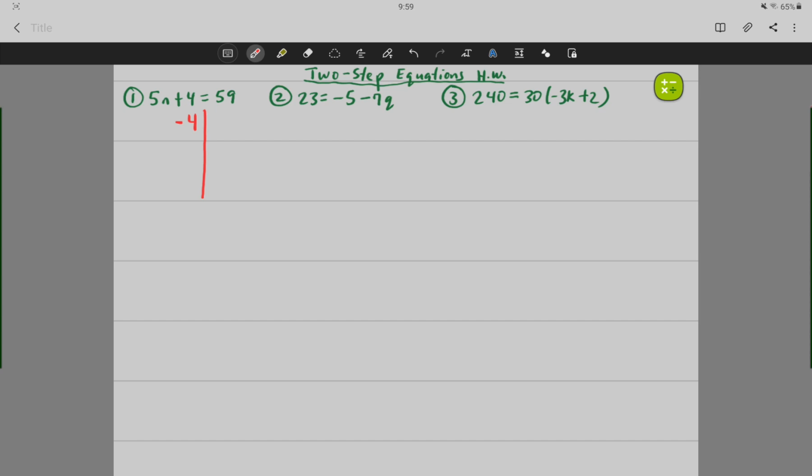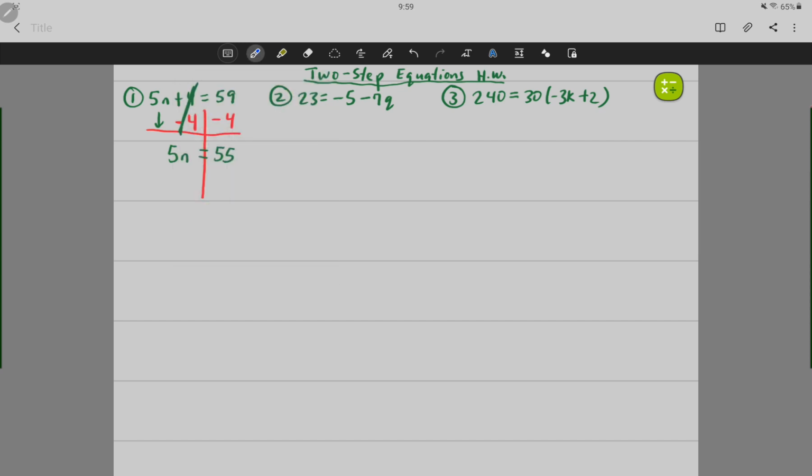So whatever we do on one side, we must do to the other side of the equation to keep it balanced. Nothing happened with the 5n yet, so that's okay. Let's just bring it down. So now it says 5n. Positive 4 minus 4 is a zero pair, meaning it's going to give us 0. So don't put 0, just cross that out. Bring down our equal sign. And 59 minus 4 is going to give us 55.